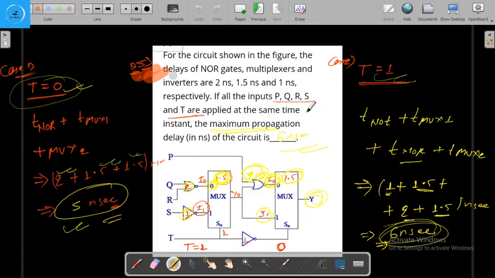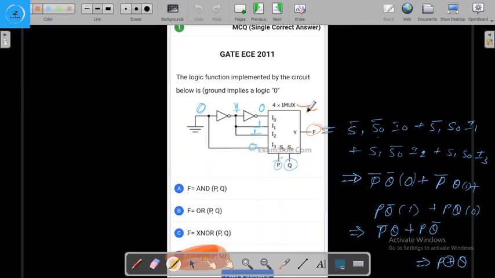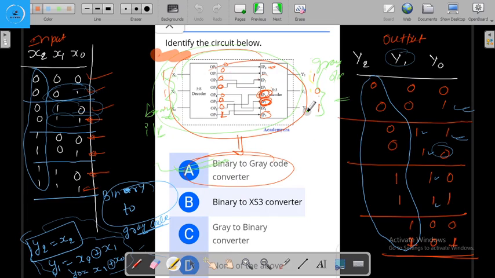Please do these questions again, once again, by yourself, right? And in the next video we are going to solve some more questions, and we are going to start the half adder, half subtractor, full adder, full subtractor, comparator, and then the carry adder.